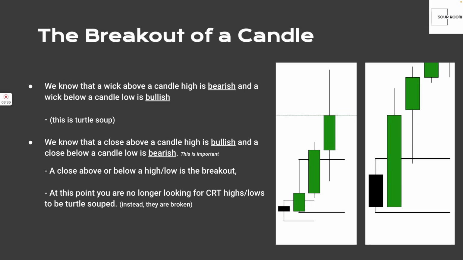At this point, you are no longer looking for CRT highs and lows to be turtle souped. Instead, you are looking for them to be broken. For example, close above, bullish, close above, bullish, close above, bullish, close above, bullish. If we would have instead wicked, bearish. Instead we closed, so we are bullish. We enter below the open of this candle at a specific area.